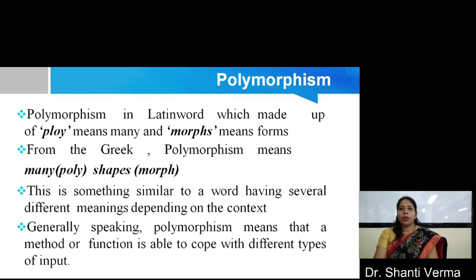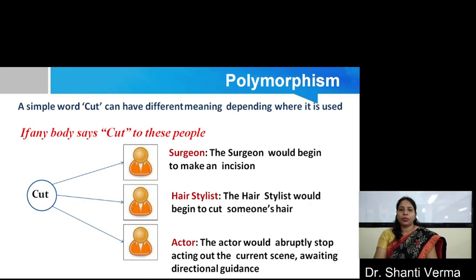Then what is polymorphism? Basically, polymorphism is a Latin word made up of poly, which means many, and morphs, which means forms. So if one symbol or one object has many meanings, then we can apply polymorphism. This is similar to a word having several meanings depending on the context. Polymorphism means that a method or a function is able to cope with different types of input.